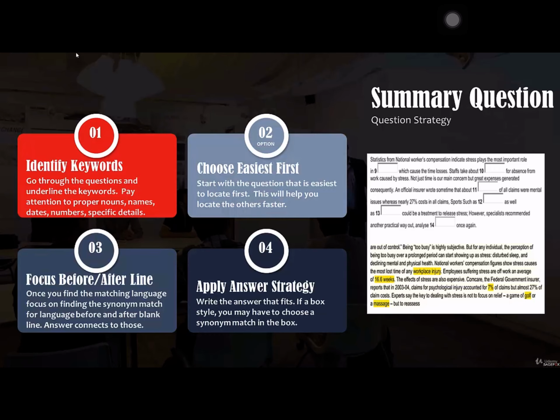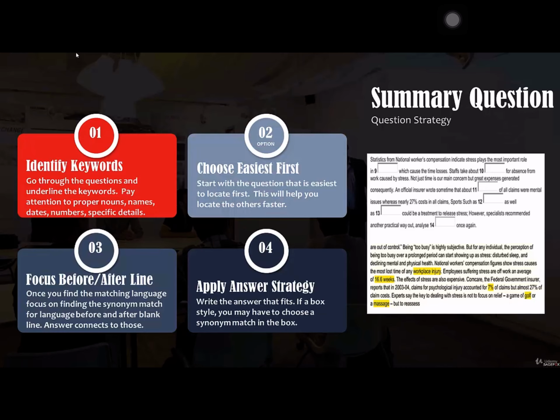You can't put the direct answer from the passage. You have to put the synonym match from the box. And so that's really the difference. So in terms of strategy, you have to identify the keywords, going through the questions and underlining the keywords, paying attention to proper nouns, names, dates, numbers. Always choose to do the easiest first.